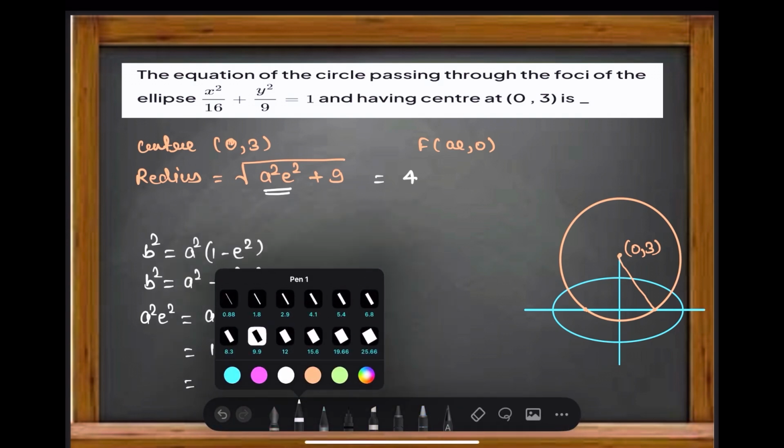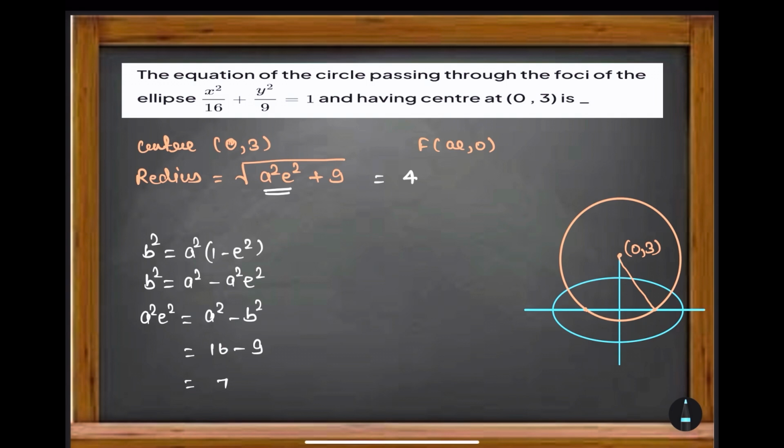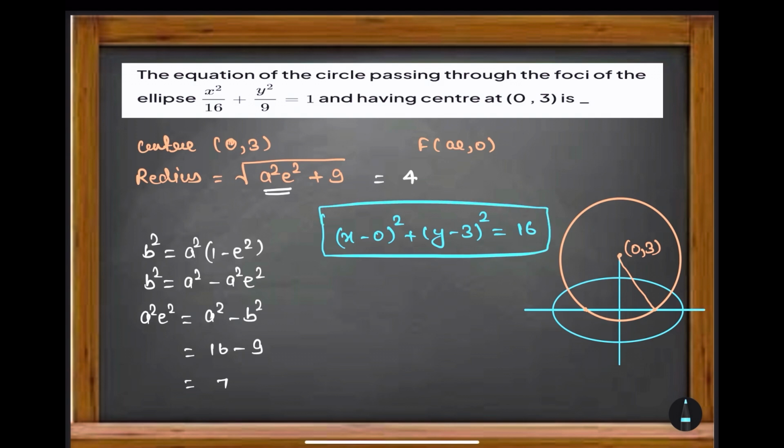So how will we write down the final equation of the circle? Yes, (x minus 0) whole square plus (y minus 3) whole square equals r square. So this is the equation of the circle. I hope the idea is clear. You know how to solve this kind of question. Is that okay?